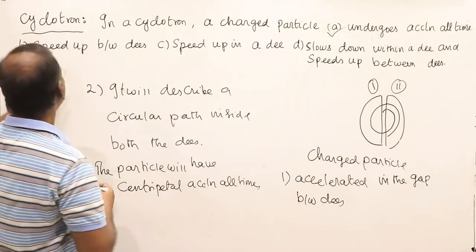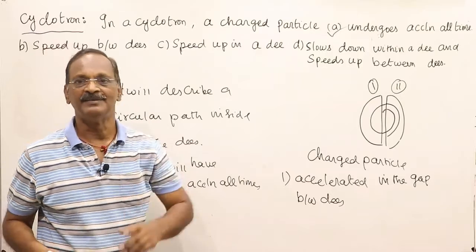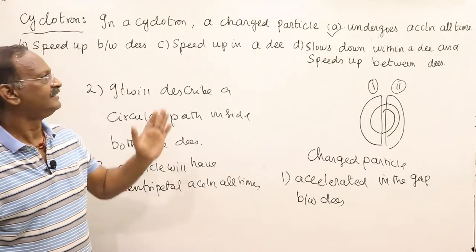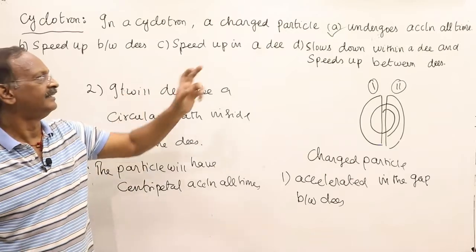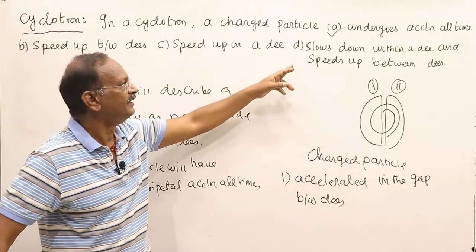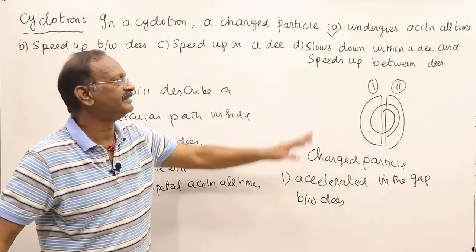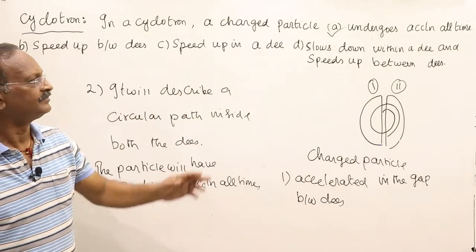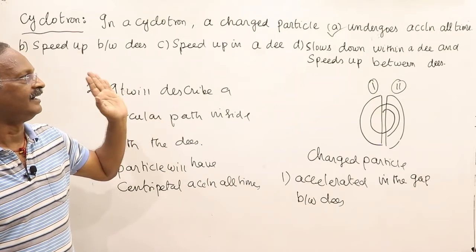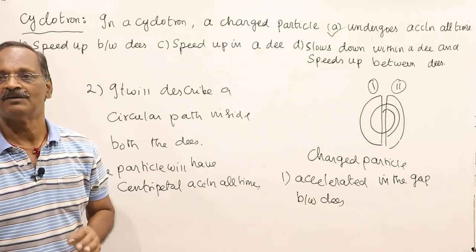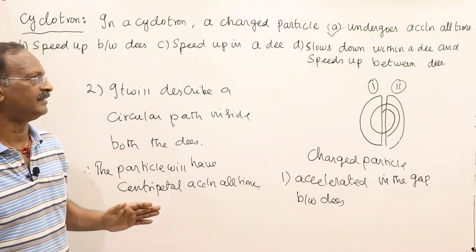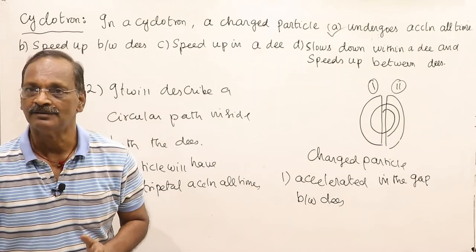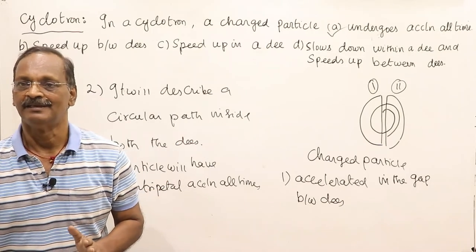First, speed up between D's: it is not only sped up between D's. Speed up in a D: inside the D, it undergoes a circular path. Slows down within a D and speeds up between D's: no. The right answer is undergoes acceleration all the time, because of the centripetal acceleration, it undergoes centripetal acceleration.